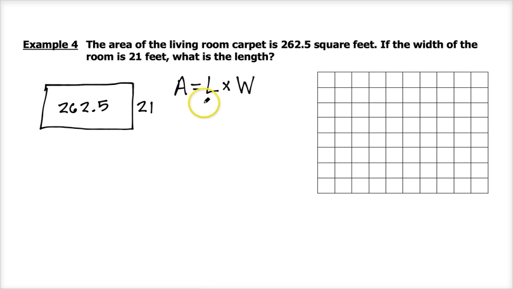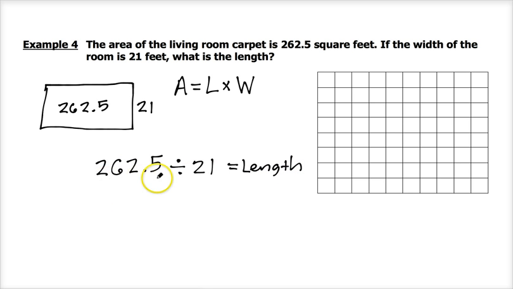So if the width times the length gives us the area, it makes sense to say that the area divided by the width would give us the length. And so that's what we need to do for this problem. We need to do a long division problem of the area 262.5 divided by 21.